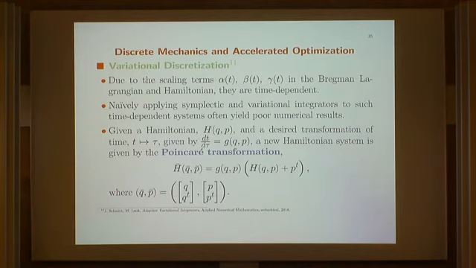All right. To your question about how you go about discretizing it: because of these scaling factors, the Lagrangian and Hamiltonian are time dependent, and of course, if you naively apply a symplectic or variational integrator to such time-dependent systems, you often get very poor results. So what you do instead, which is quite common in the context of time-adaptive methods, is construct a new Hamiltonian, given by the Poincare transformation. So you have a relationship between proper time and some fictitious time via some scaling parameter, and you use a new Hamiltonian, which is given as follows.